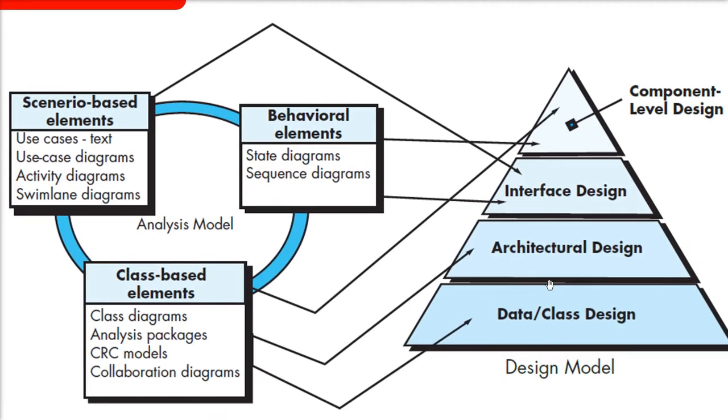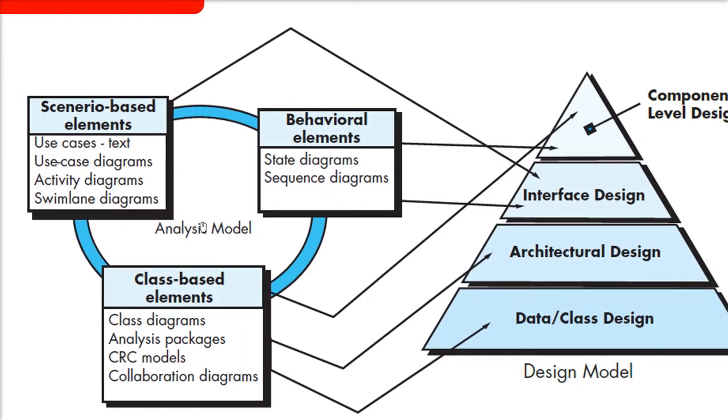So from where are all these coming? We have already done the requirement analysis model. In scenario based, we have used the use case diagram, and we have made the activity swim lane. In behavioral, we have made the state diagram and sequence diagram. In class based elements, we have made the class diagrams, analysis packages, CRC models, and the collaboration diagrams. So all this you will make in UML, Unified Modeling Language, and now you are ready for the design.